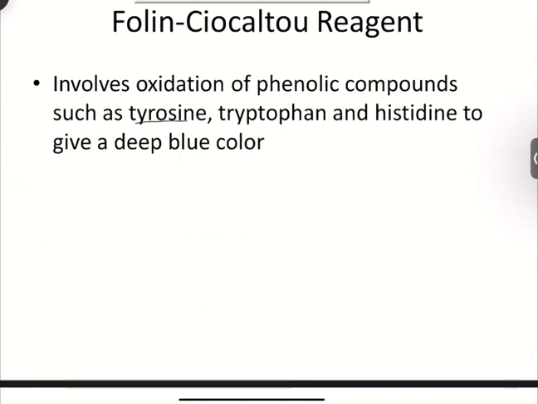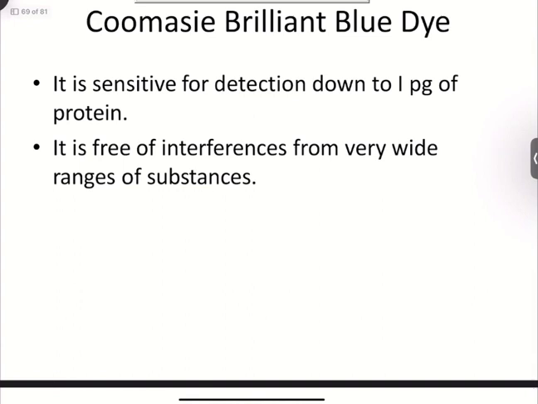Your tyrosine, tryptophan, and histidine, which are your amino acids. Coomassie brilliant blue dye is sensitive down to 1 picogram of your protein. So, sobrang liit, picogram of your protein. It is free of interferences from a very wide range of substances. So, it's medyo specific and sensitive siya for your proteins.